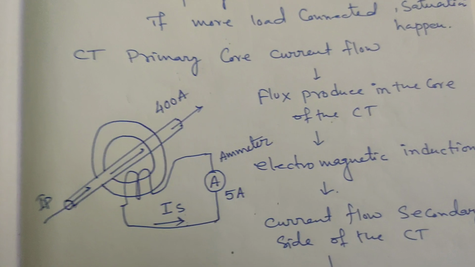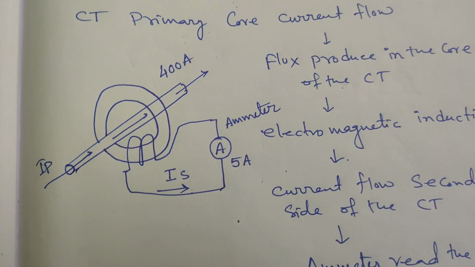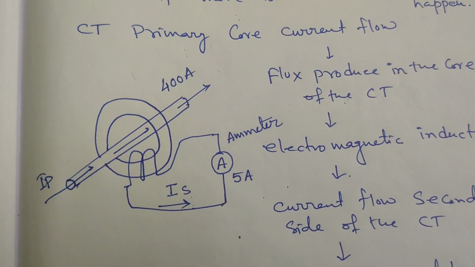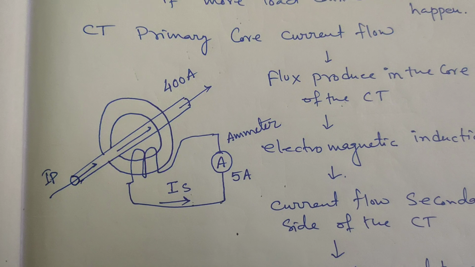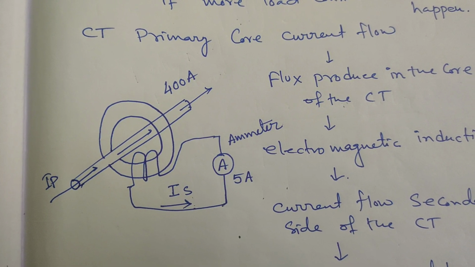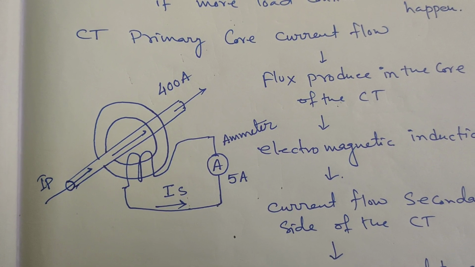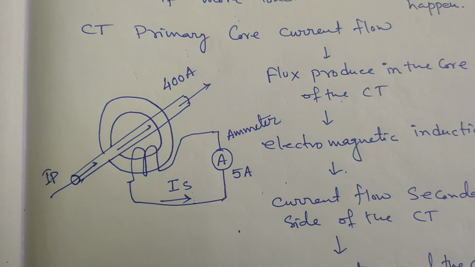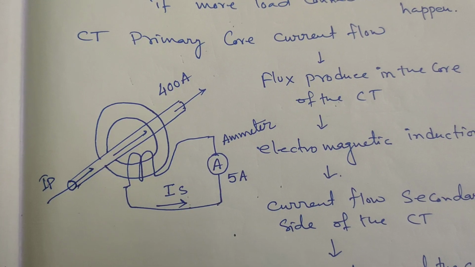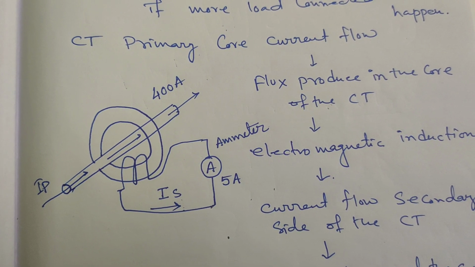So what are the effects of CT saturation? If the CT is saturated, the secondary current waveform is distorted, making it difficult for the protective relay to accurately detect the fault. That is the main thing that will happen in the CT. Misoperation of the protective relay may also occur, potentially leading to unnecessary tripping or delayed tripping, and also damage to the CT itself.